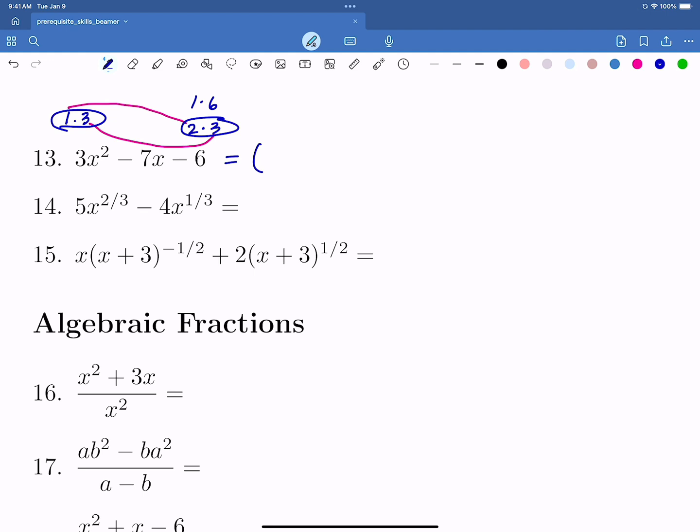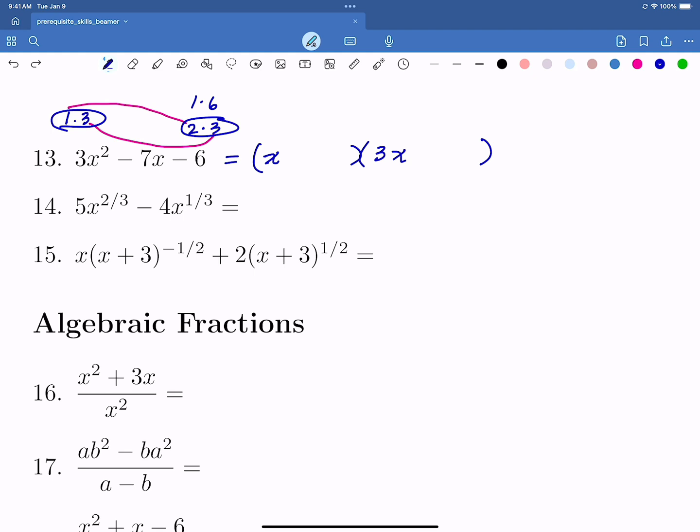First times first, 1 and 3. So one of the coefficients needs to be a 1. The other coefficient is going to be a 3. Last times last is going to be the 2 and the 3, but I don't know if it should be 2 and 3 or 3 and 2. That's why I need those red lines to help me.